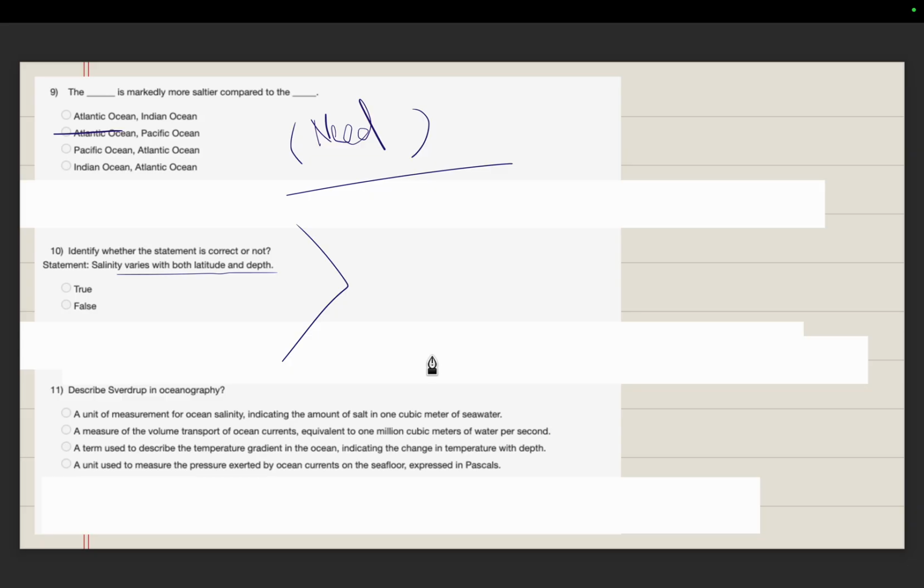Question 10. This is obviously true. Salinity of the ocean depends on where you are taking the measurement, at which location, and at what depth you are taking that measurement.